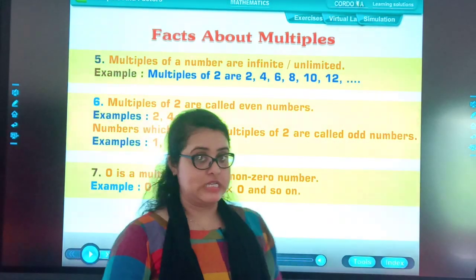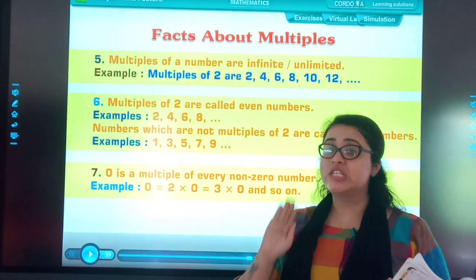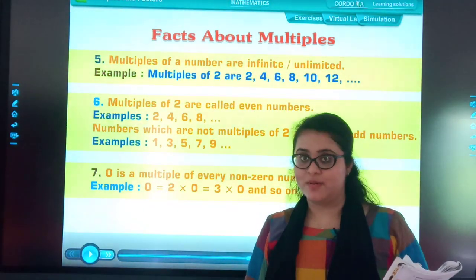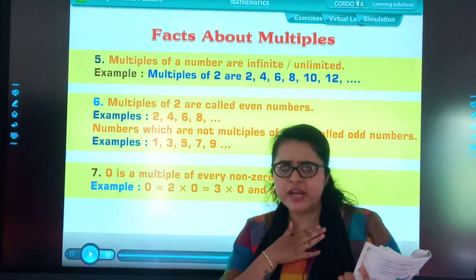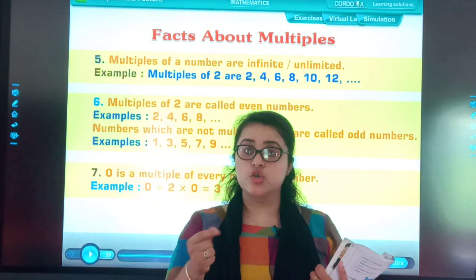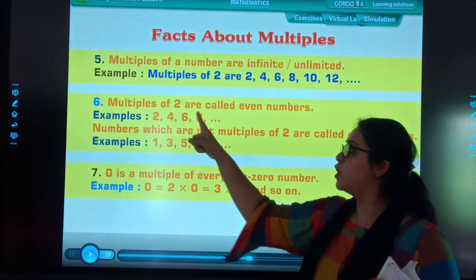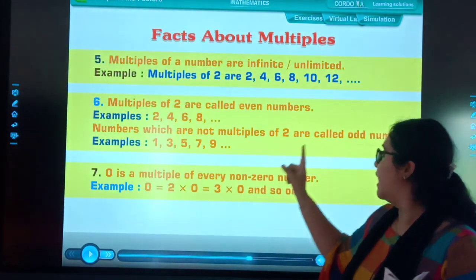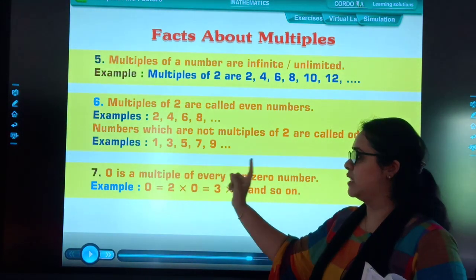Students, the fifth fact is, multiples of a number are infinite or unlimited. We are not able to count where the multiples of 2 will end. They are infinite, uncountable. Now the sixth is, multiples of 2 are called even numbers. We know that in lower standard we have learned this. जो 2 के टेबल में जाता है वो even number, जो 2 के टेबल में नहीं जाता, those numbers are known as odd. Have a look, multiples of 2 are called even numbers. Numbers which are not multiples of 2 are called odd numbers, that are 1, 3, 5, 7 and 9.